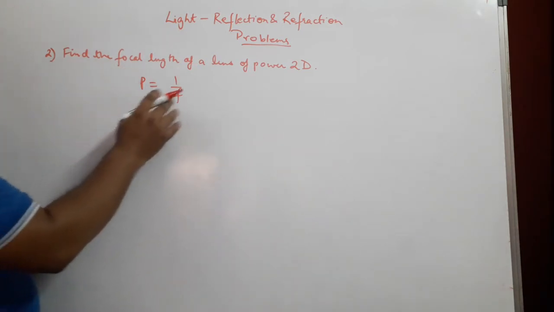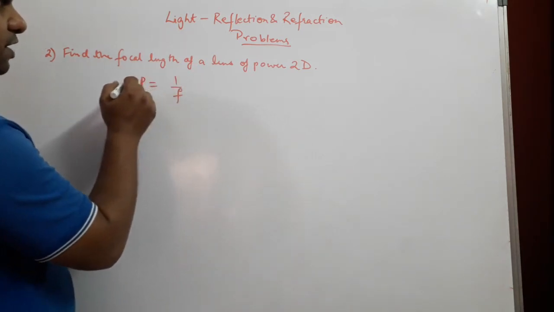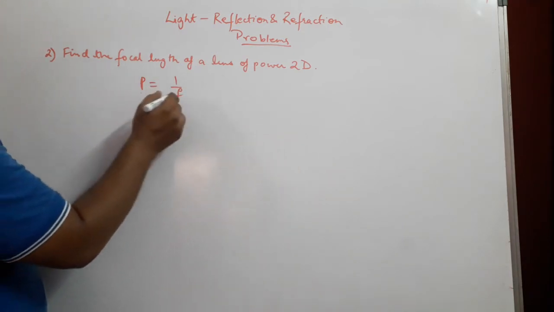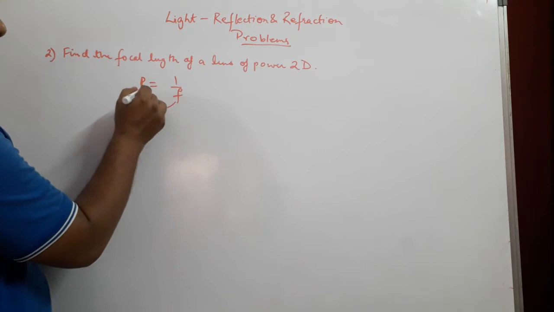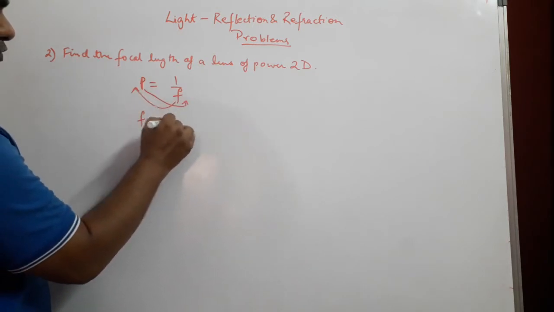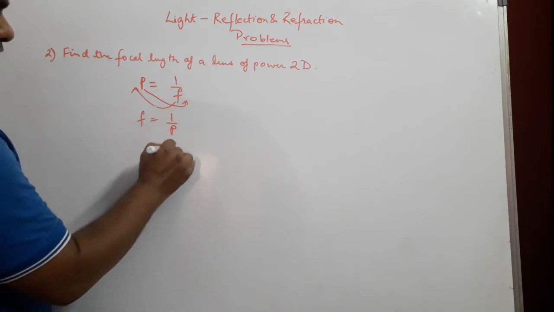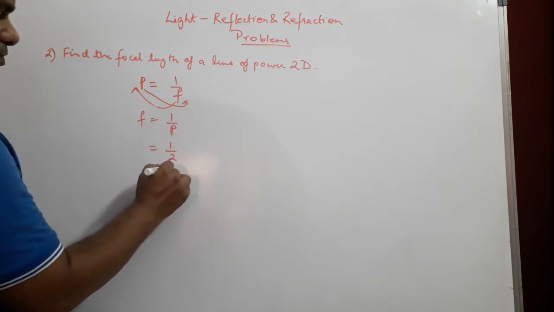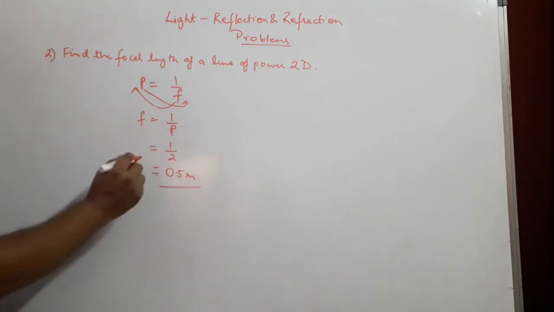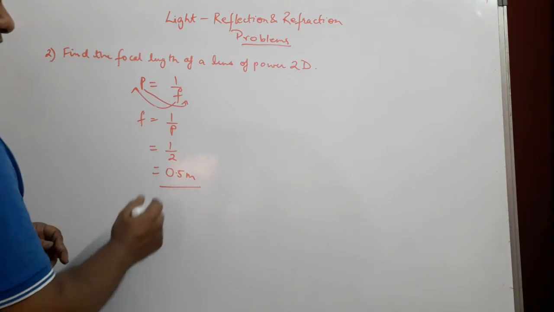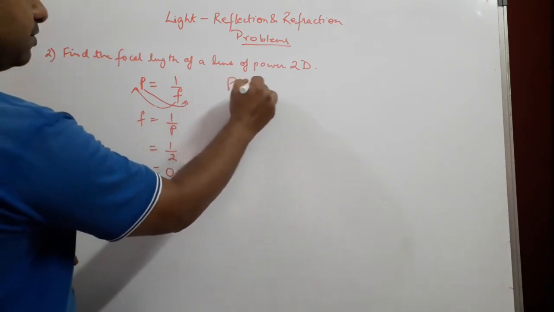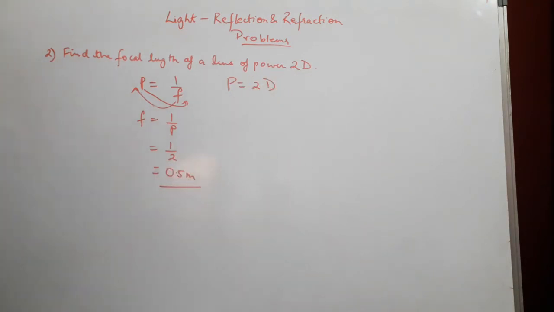However, in this case we are not given the focal length, we are given the power and we need to find the focal length. So all we need to do is take focal length here, bring the power down here. So this will be f is equal to 1 upon P, and P is given as 2, so that would be 0.5 meters. By default it is always meters, so the focal length of this lens would be 0.5 meters, where the power is given equal to 2D.